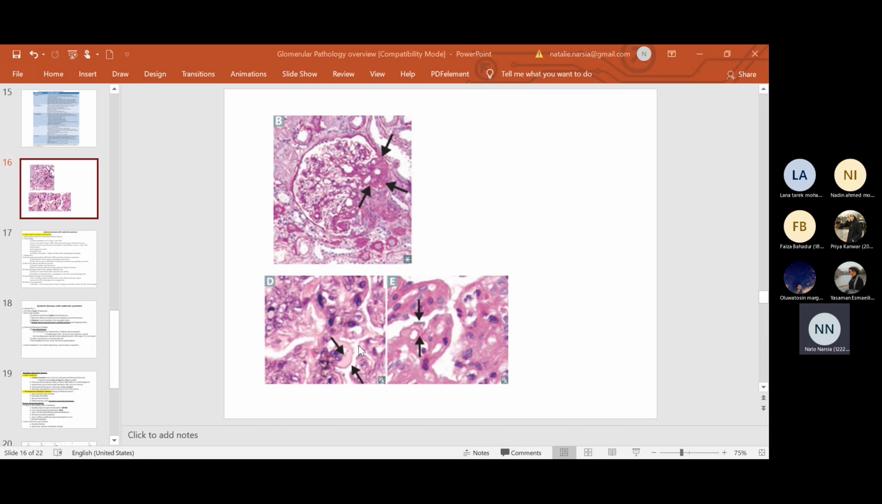And here the associations are hepatitis B or C, solid tumors, lupus, and drugs. These associations are very high yield. Please pay attention to this information, okay? This is really important: hepatitis B, C, tumors, lupus, and drugs. This information will help you to solve many complex cases, okay?